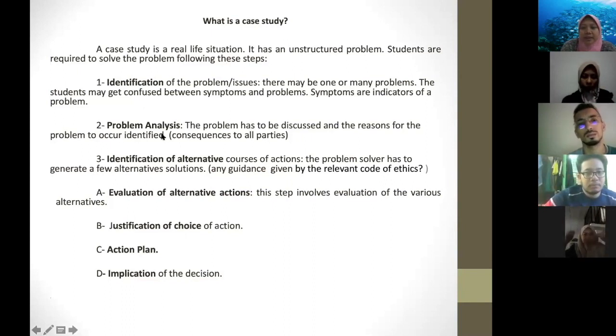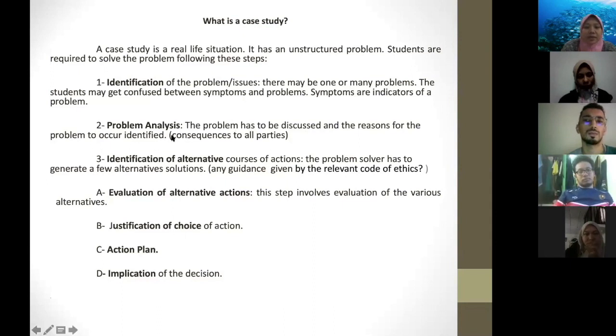Number two is problem analysis. Once you identify the problem, then you need to analyze the problem. Number one, identification, is just a statement. The problem is maybe the company is having financial difficulty. That's identification of a problem. For problem analysis, you need to discuss the problem. Why is the company having financial difficulty? The reasons for the problem to occur should be identified. If there is not enough information, you need to find the reasons for the problem.